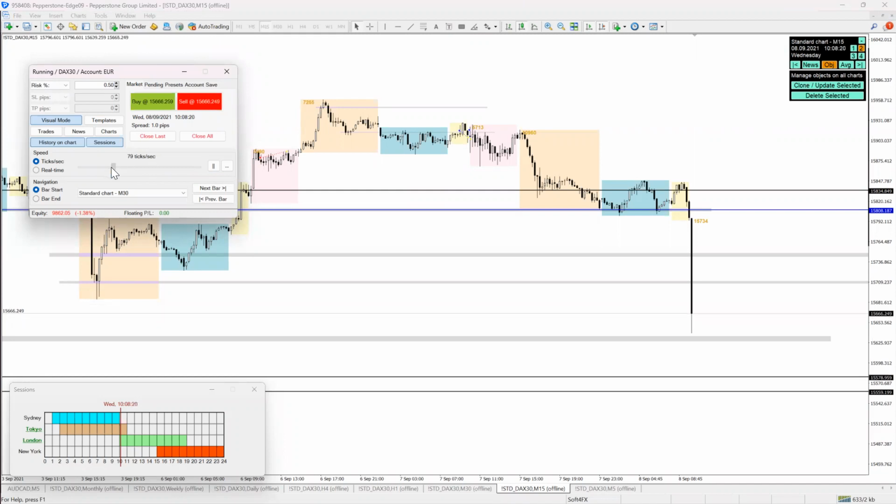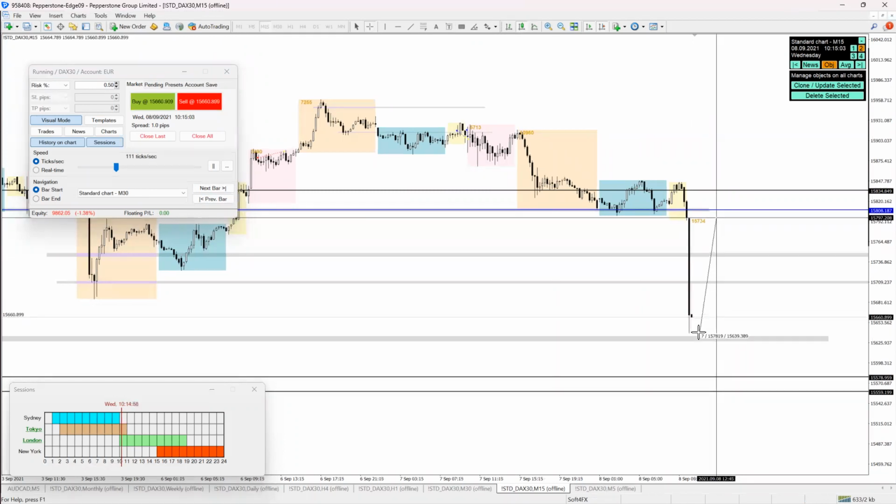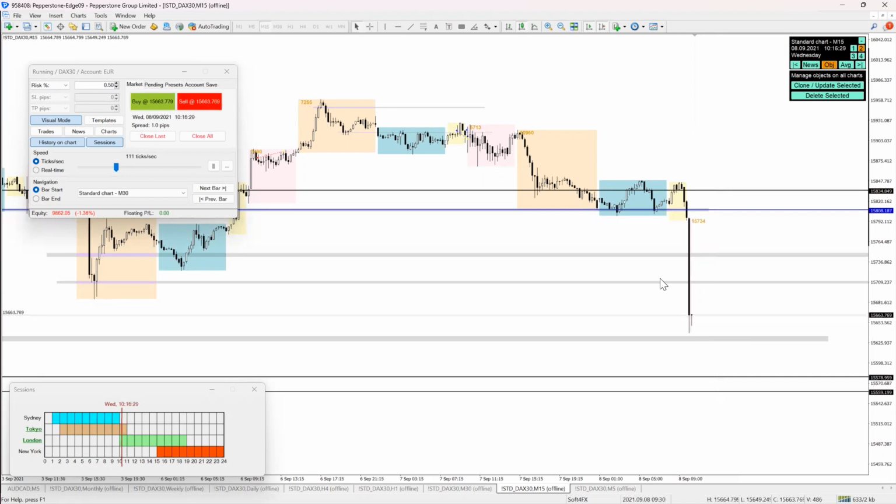So let's speed up a little bit. This is the London Open volume. Straight down, one direction, 157, 158 pips.